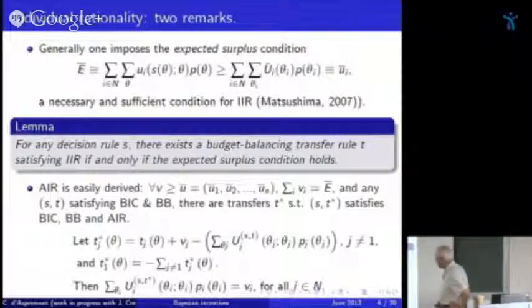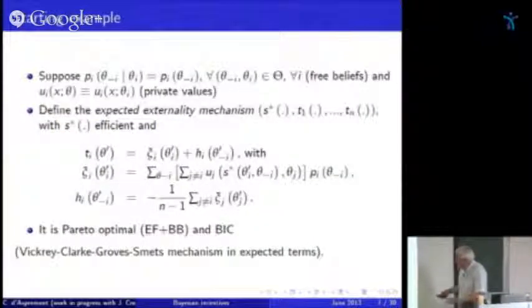Now, you can just transform the transfers in this way, and then you get exactly that every individual will reach the level V_i. So in other words, you can always, by such a transformation, get individual rationality. This is not a new result. This is a very standard observation.